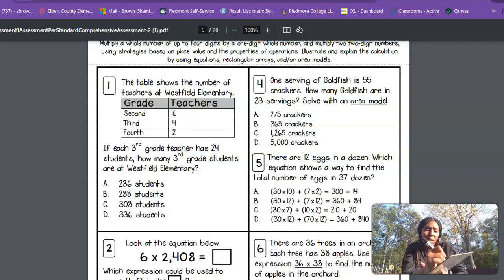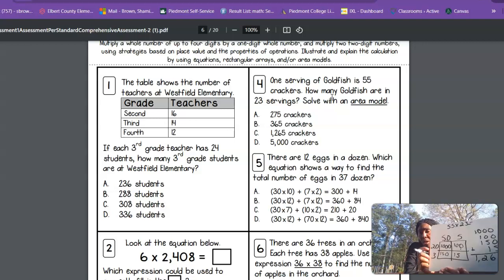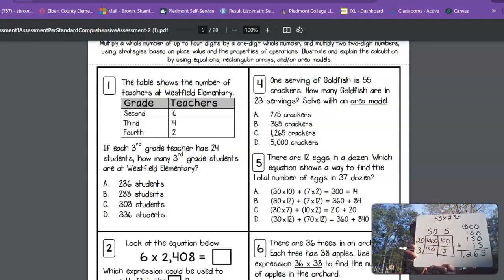So I will add all that together. It'll give me 1,000 plus 100 plus 150 plus 15. So if I added all that together, that will give me 1,265. Okay.